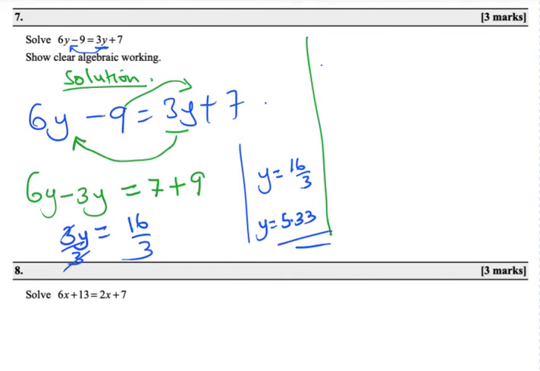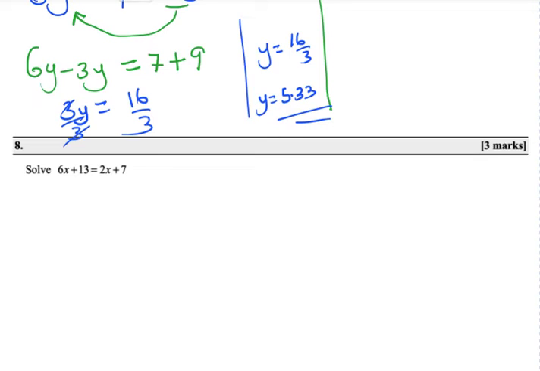Let's try out number 8. Same way, same method. Collecting like terms is the first step. So 6x stays on the left, and then the 2 crosses over and becomes a negative 2x because it was positive. 7 did not move, but the 13 crosses over. Before, the 13 was positive, now it becomes negative. Now 6 minus 2 is 4x, and 7 minus 13 is, because 7 is smaller, negative 6.